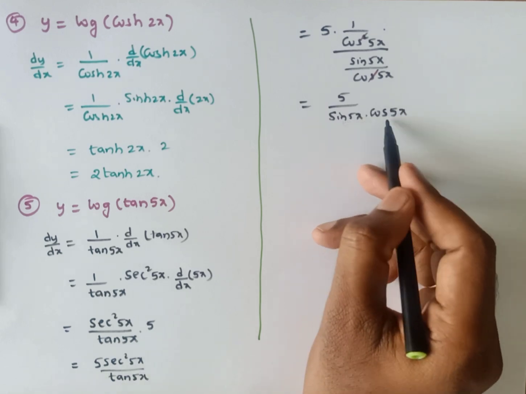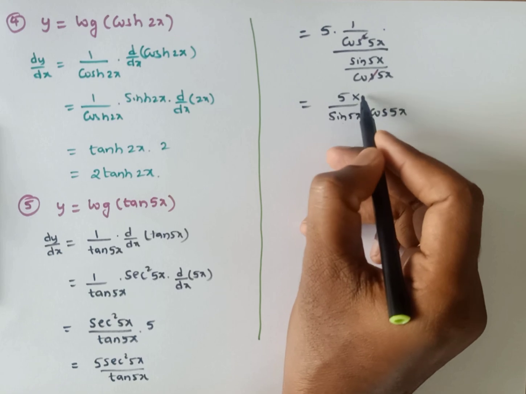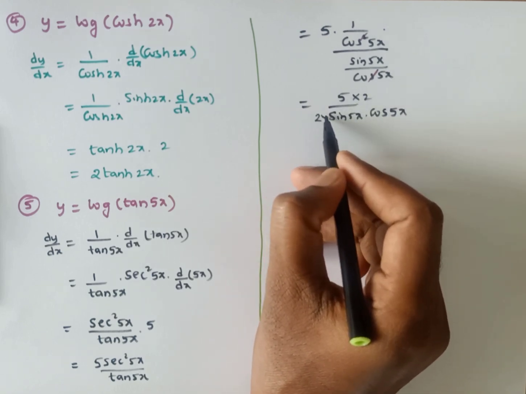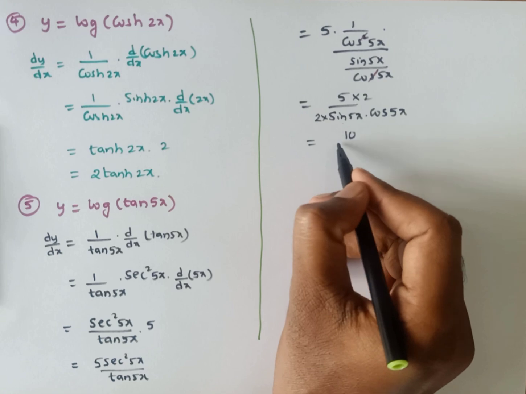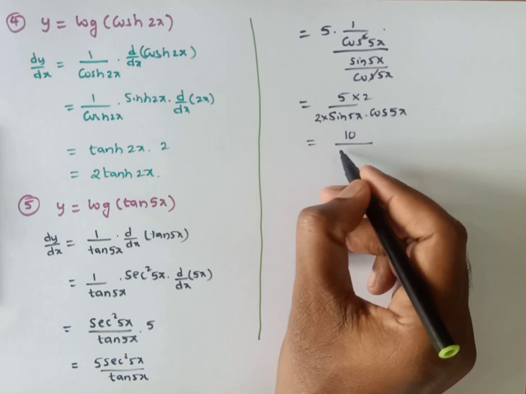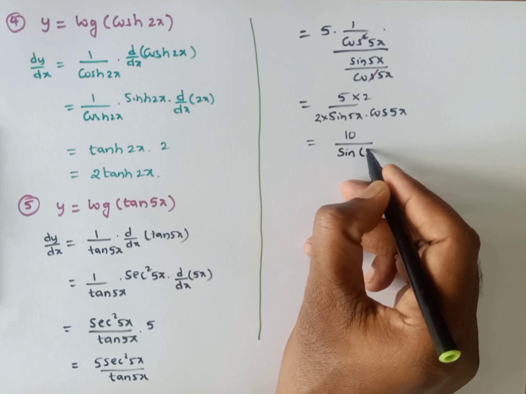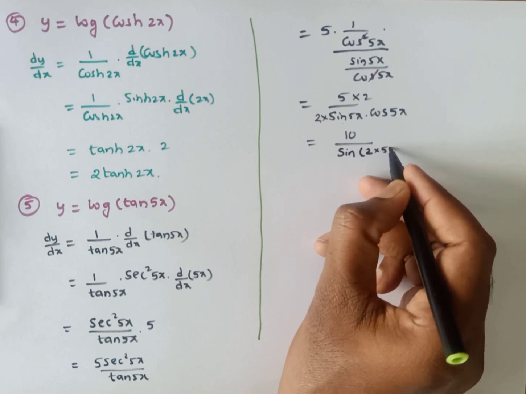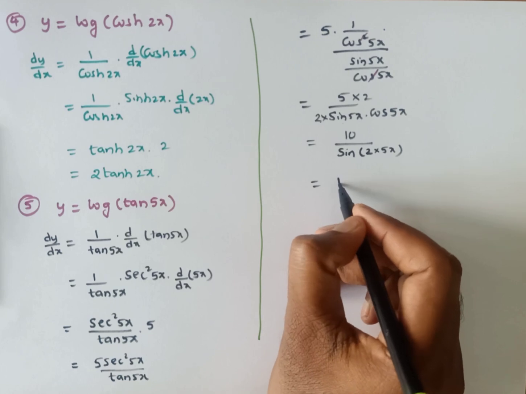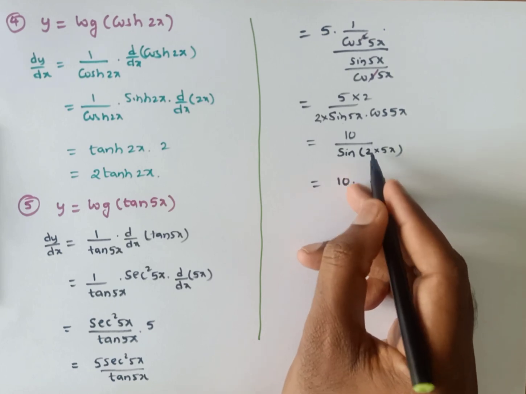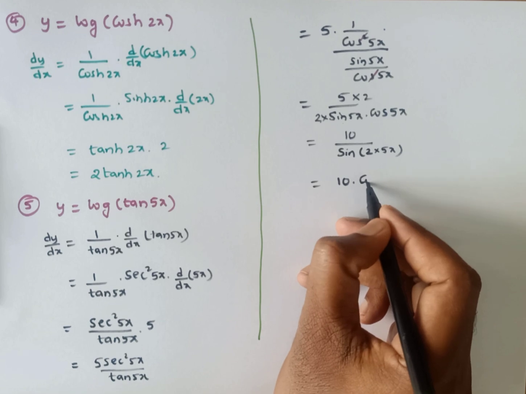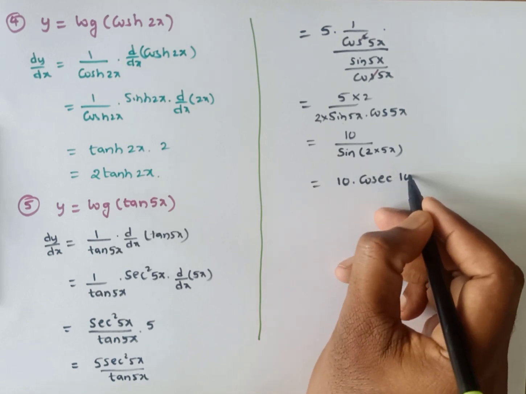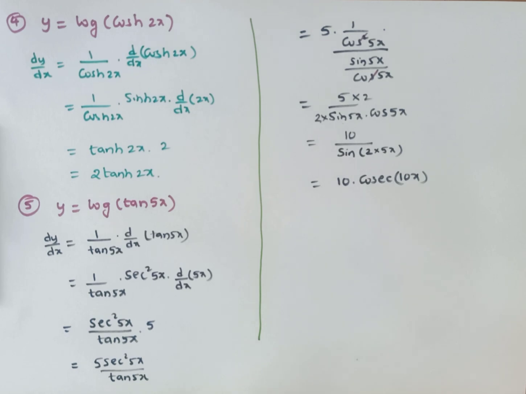So it is like sin a into cos a. If you multiply and divide with 2, then this is 10 divided by 2 sin a cos a, that is sin of 2a, with a equal to 5x. So finally this is 10 into 1 by sin of 10x, that is cosecant of 10x we can express. That completes it. If possible you can simplify here also. So finally this is 10 into cosecant of 10x.